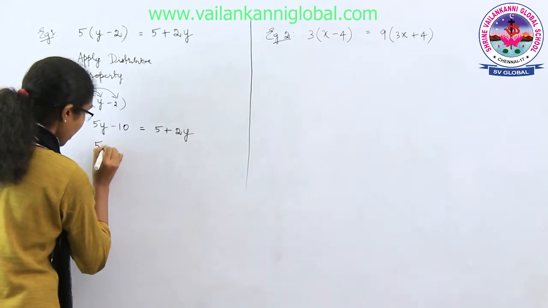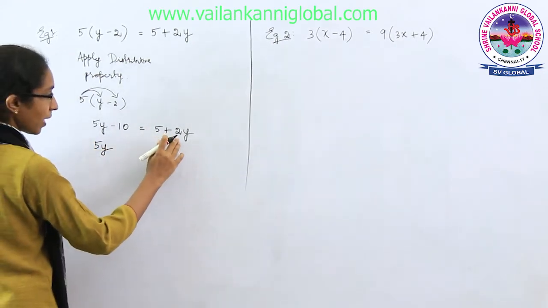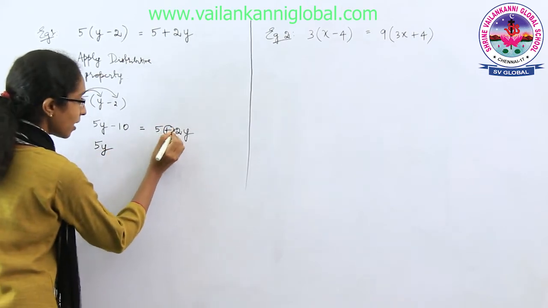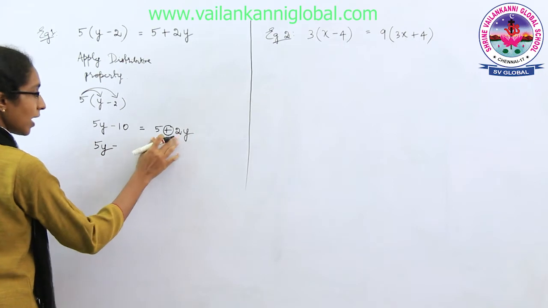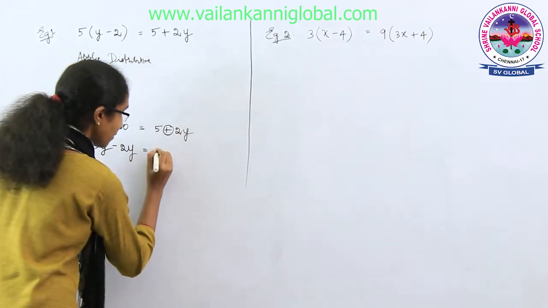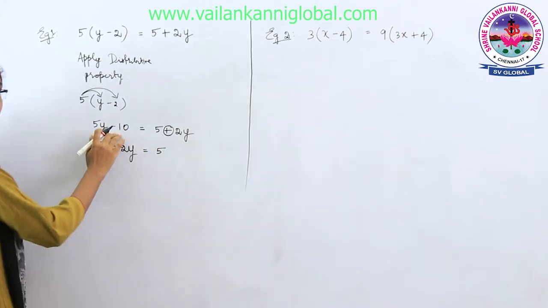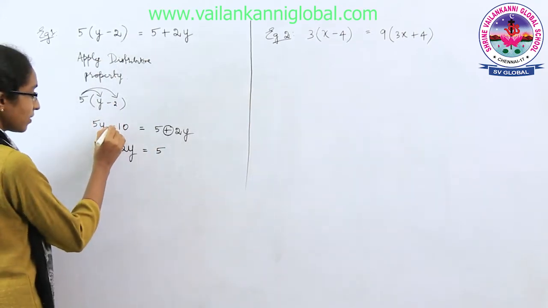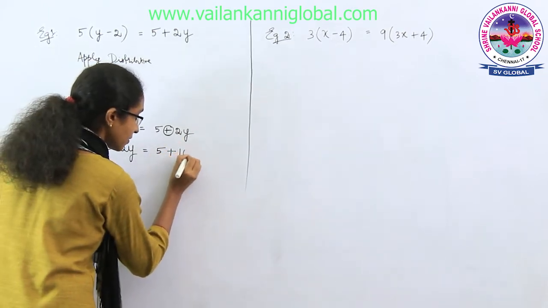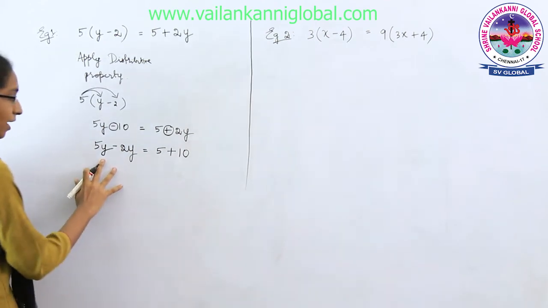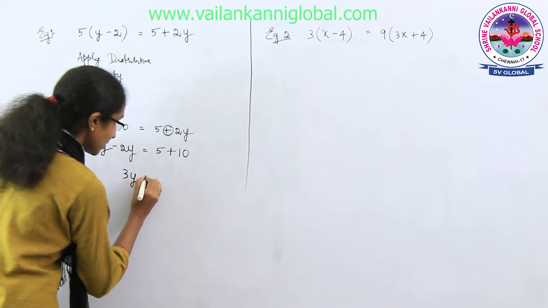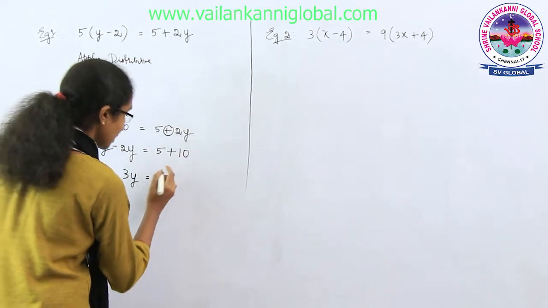So we have 5y, and we bring plus 2y, which is on the other side, to the left hand side. Hence the plus is converted into negative and 2y comes here, which is equal to 5 kept as it is, and 10, which is on the left hand side with a negative symbol, comes to the other side and becomes positive 10. So we have 5y minus 2y, which is 3y, that is equal to 5 plus 10, which gives us 15.